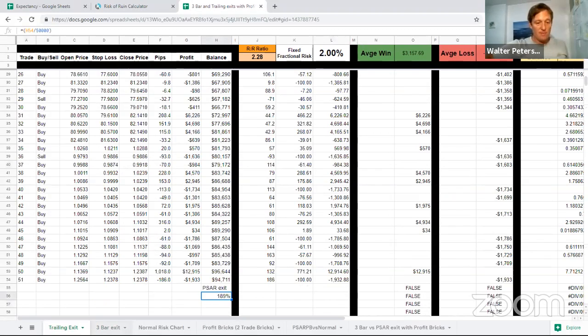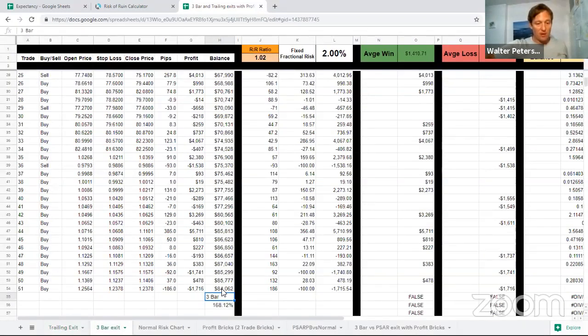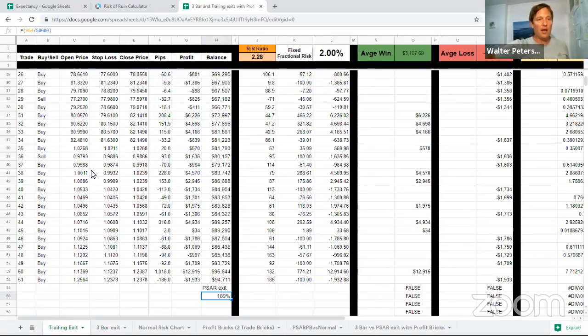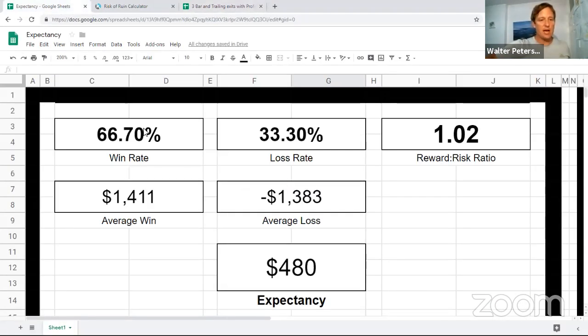To go up from being up 68% and moving a $50,000 account to 84 grand. It's quite a difference in the test when we got to 94. Anyway, so now what I want to do here is actually share with you these stats. So this is the 3-bar exit. It had a 66.7% win rate. So that means that 33.3% of the times it loses.